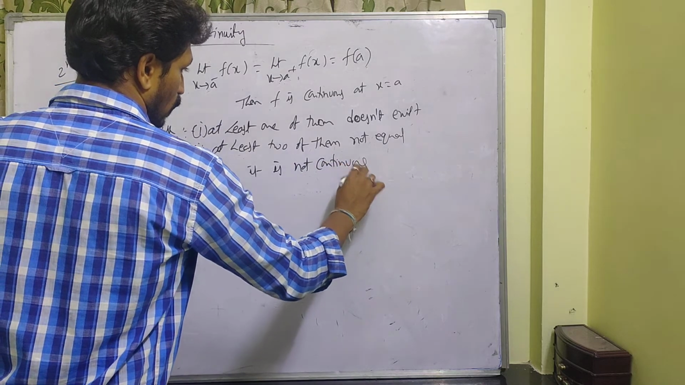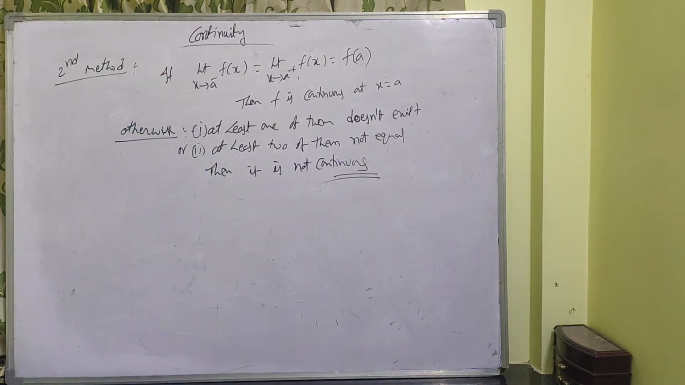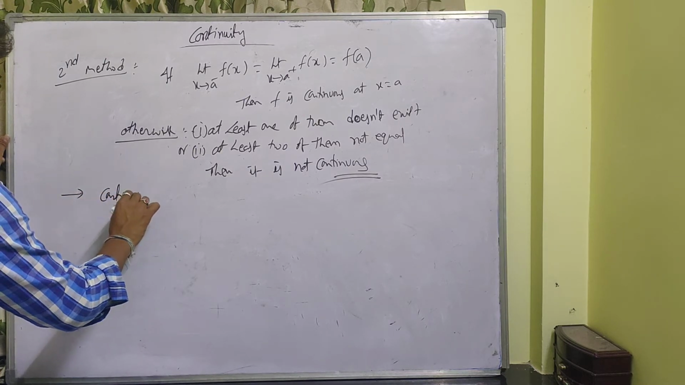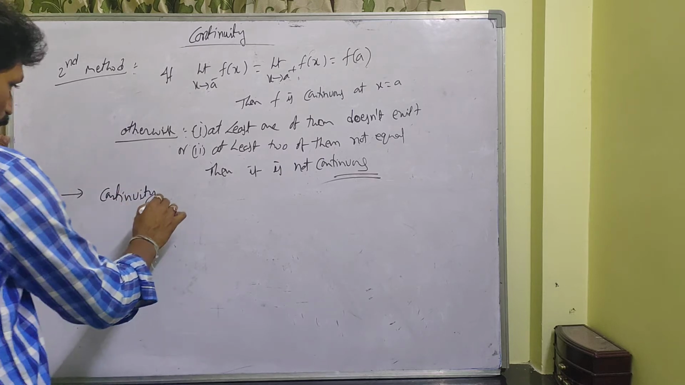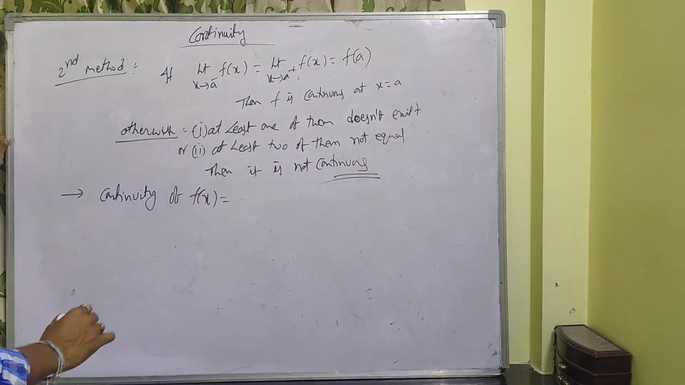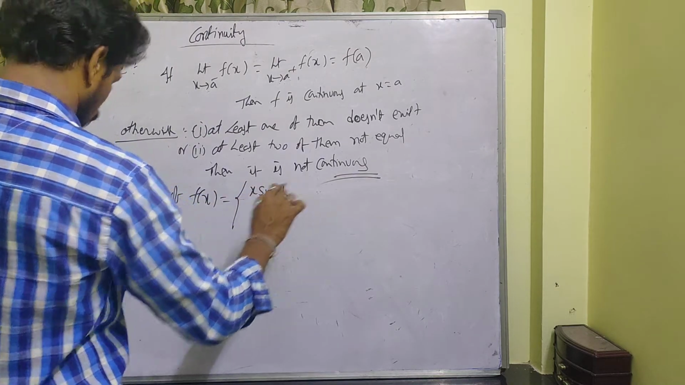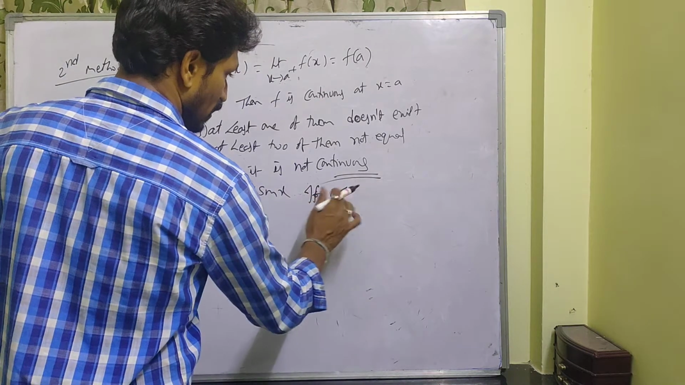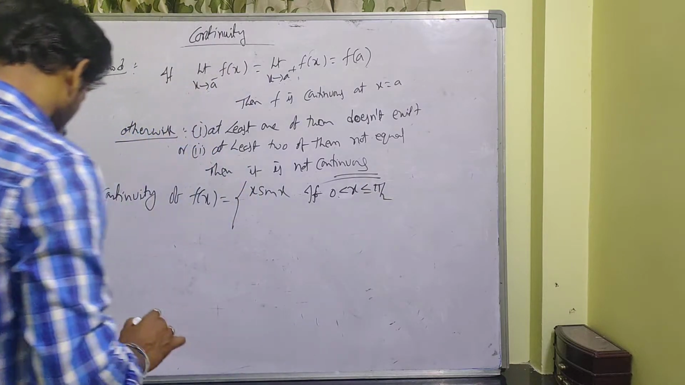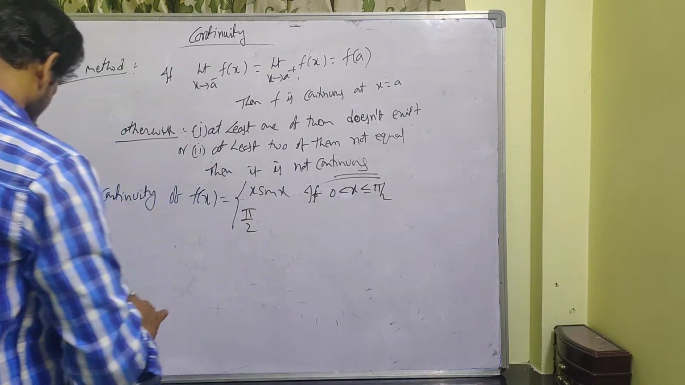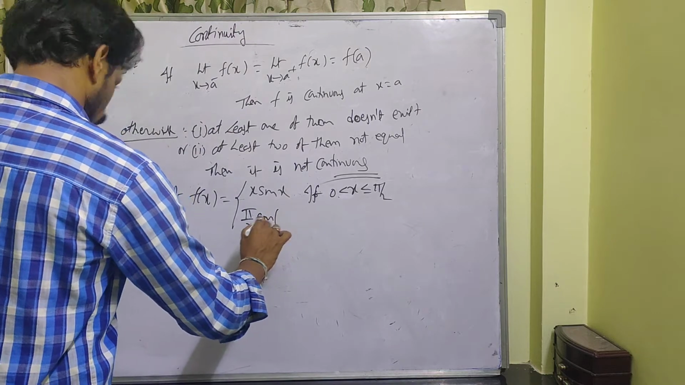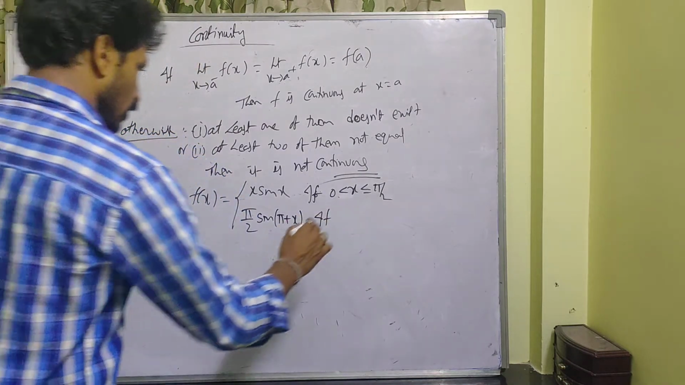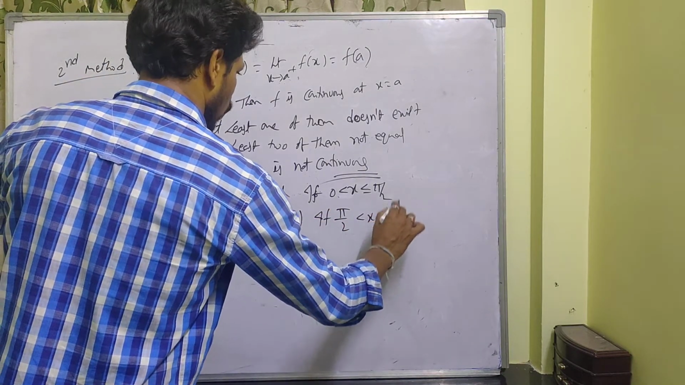So based on this one, we take one example here. Check the continuity of f of x is equal to x sin x if 0 less than x less than or equal to 5 by 2, and x into sine of 5 plus x if 5 by 2 less than x less than 5.